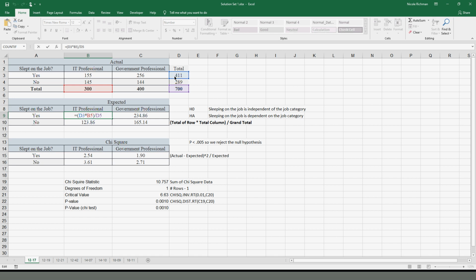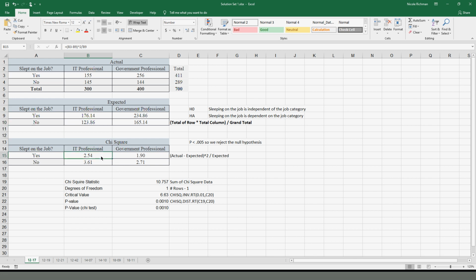So we take our total for the yeses and we multiply it by our total for the IT professional and divide it by the total number of people surveyed. And we don't want to lock these down because in this one, we're going to take our total for our yeses multiplied by our total for government professional and divided by our total number of surveys. So we'll continue to do that for each of these boxes. The total of our IT professional multiplied by the total of the no's and divided by our total number surveyed.